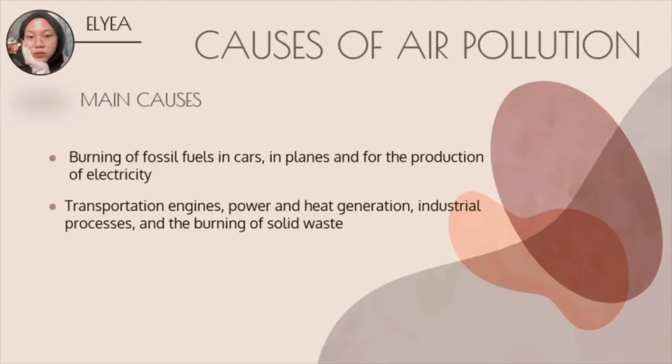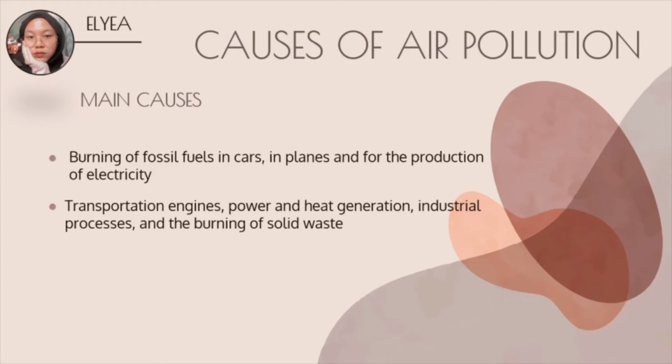Next, we are going to get into the causes of air pollution. The main cause of air pollution is the burning of fossil fuels in cars, planes, and for the production of electricity. Air pollution occurs when any chemicals or biological matter that can harm humans or other living things is introduced into the atmosphere. Pollutants in the air include carbon dioxide, carbon monoxide, sulfur dioxide, and small particles that are a result of burning different materials, especially coal.